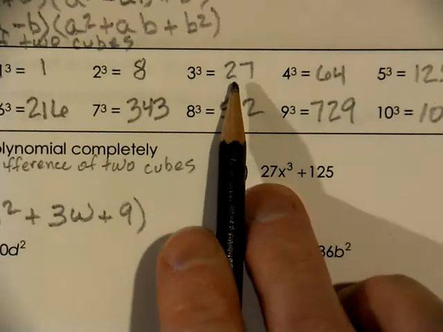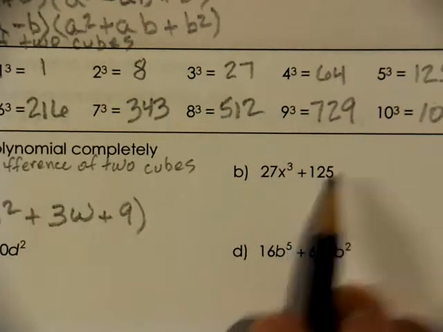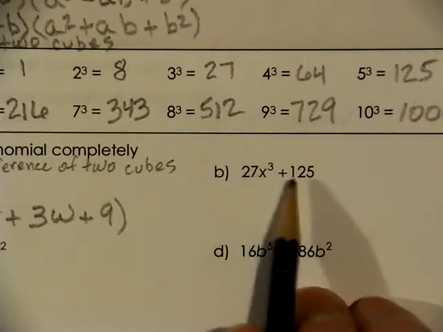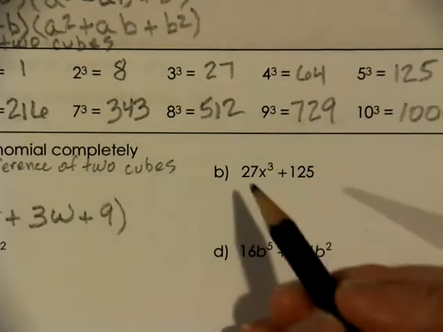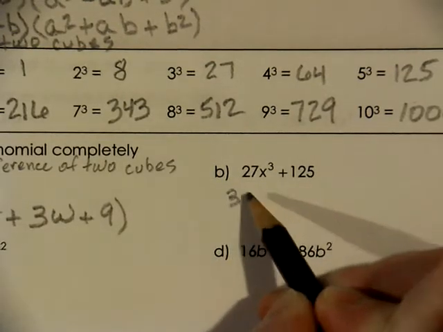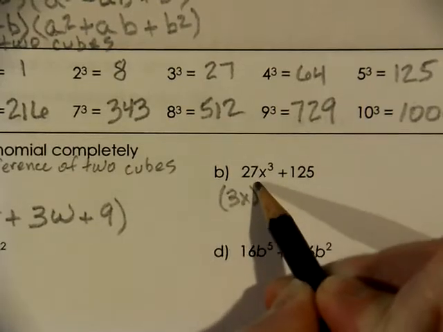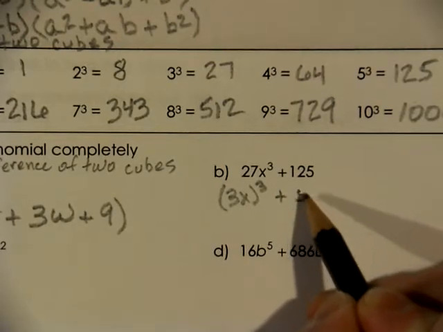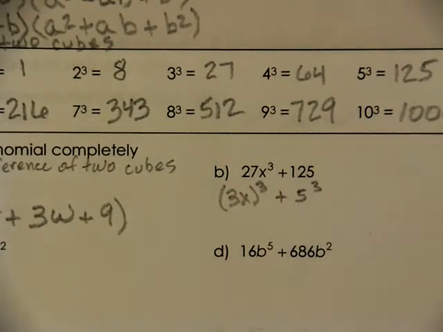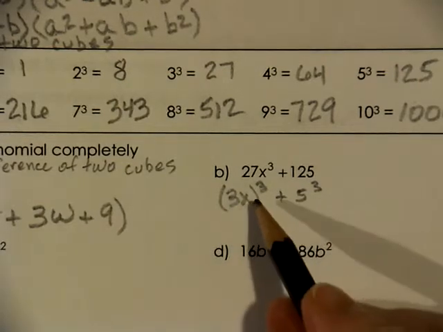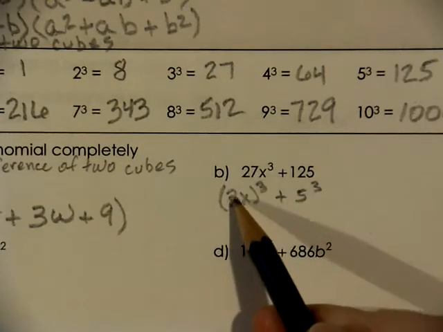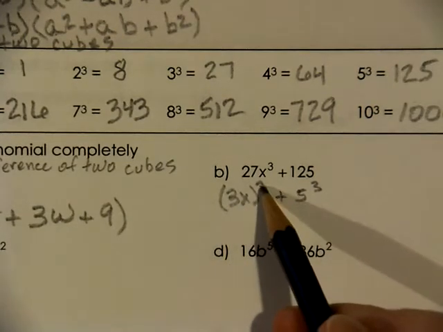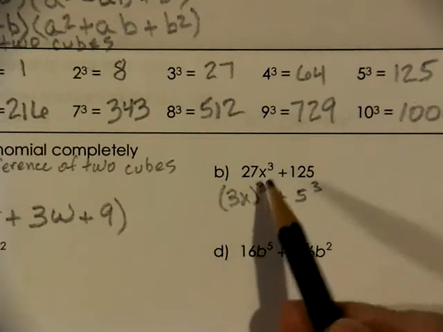We see that 27 is a perfect cube. We see that 125 is a perfect cube. And there is no GCF inside this. So we know that 3x being cubed makes 27x cubed. And 5 being cubed makes 125. Usually people won't write this particular step, but I'm trying to show you where the 27 comes from. Why is the A term 3x? Because when you cube 3x, you get 27x cubed.